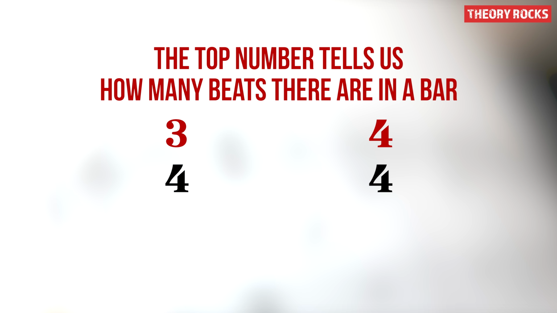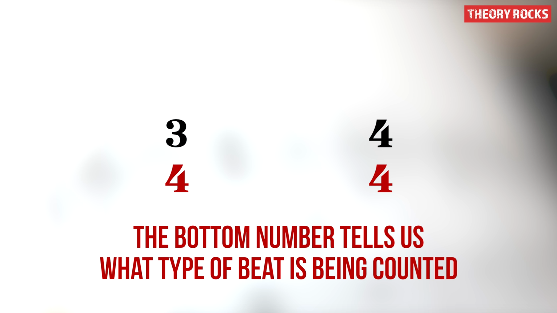On a time signature, the top number tells us how many beats there are in a bar. If the top number is 3, that means there are 3 beats in a bar. If the top number is 4, well, of course it means that there are 4 beats in a bar. The bottom number tells us what kind of beat it is. We'll actually be looking closer at this in a future lesson. For now, just concentrate on the top number.